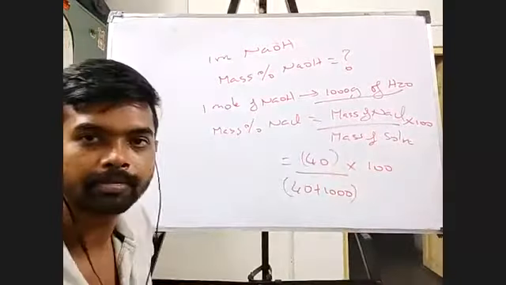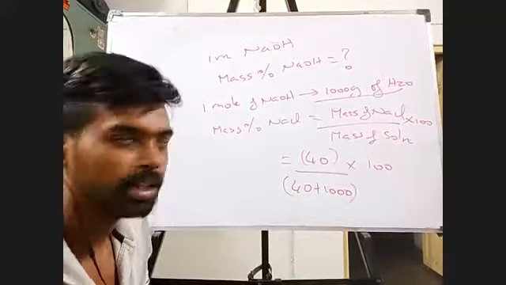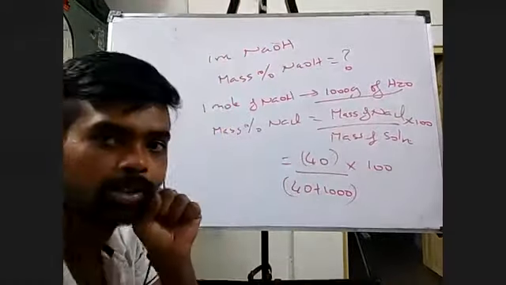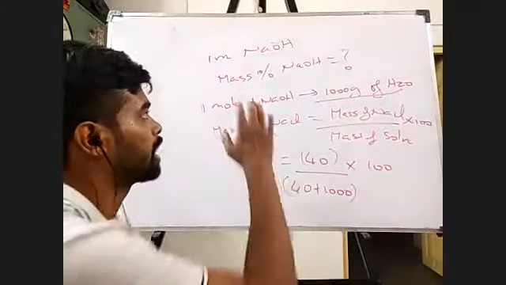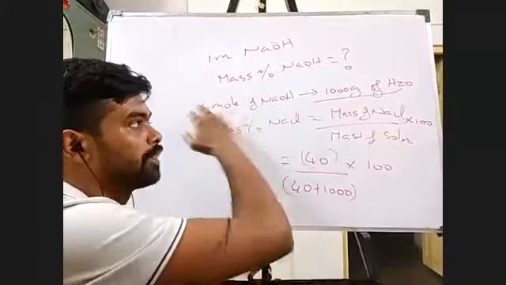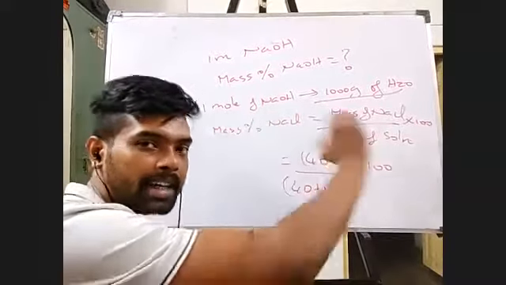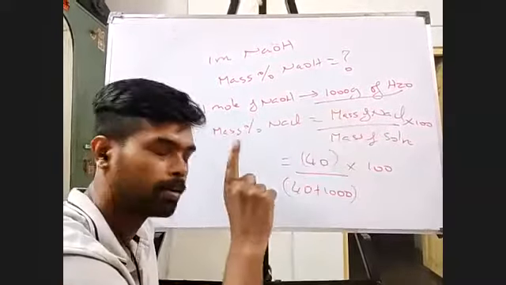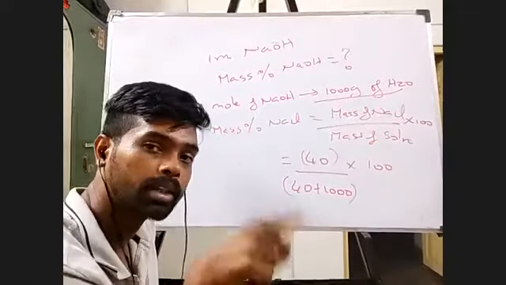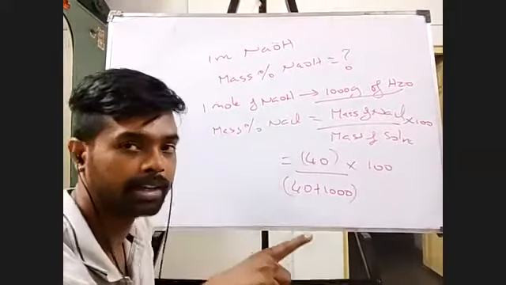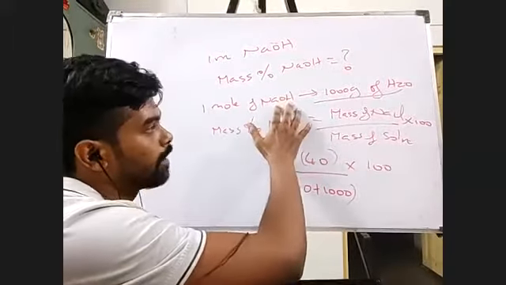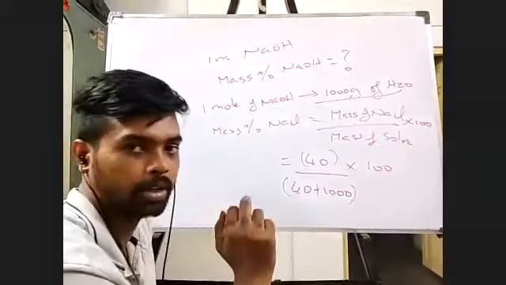That is the answer. Everybody understood? I just told you that I have a 1 m NaOH solution, right? And I am asking you what is the mass percentage of NaOH in the solution. So first I go for the definition of molality. What is the definition? The number of moles of solute present in 1000 grams or 1 kg of solvent. That means here I have given you 1 m, so 1 mole of NaOH is present in 1000 grams of water.